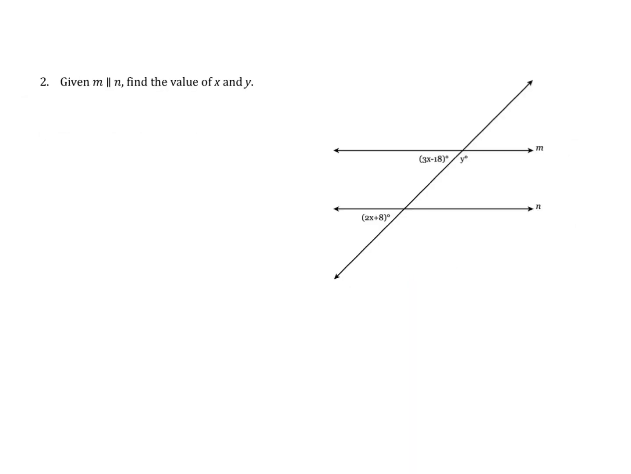Number 2, given M is parallel to N, find the value of X and Y. In this problem, we have two expressions with the variable X in an angle right here and an angle right here, and those angles are corresponding. And we know that corresponding angles are congruent. And since they're congruent, I'm going to set those expressions equal to each other. I'm going to put an equal sign in the middle of them. So I'm going to say 2x plus 8 is equal to 3x minus 18. And I'm going to solve.